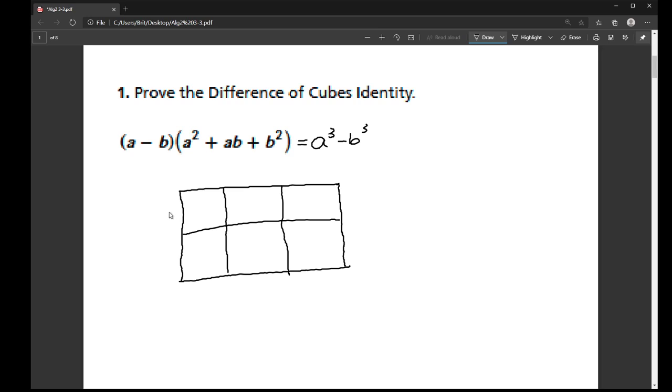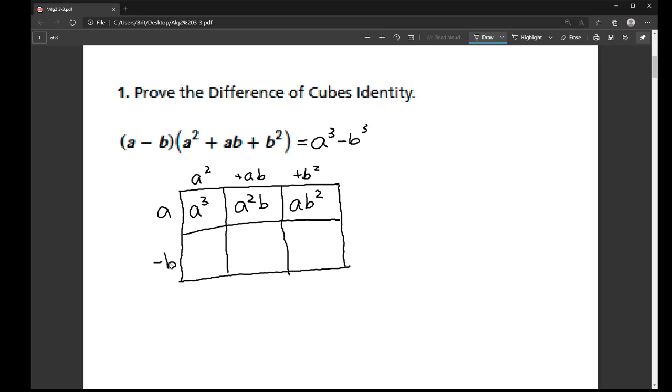But I'm going to multiply together the a minus b and the a squared plus ab plus b squared. And I'm going to see if I get a cubed minus b cubed out of it. So a times a squared is a cubed. A times ab is a squared b. And a times b squared is a b squared.